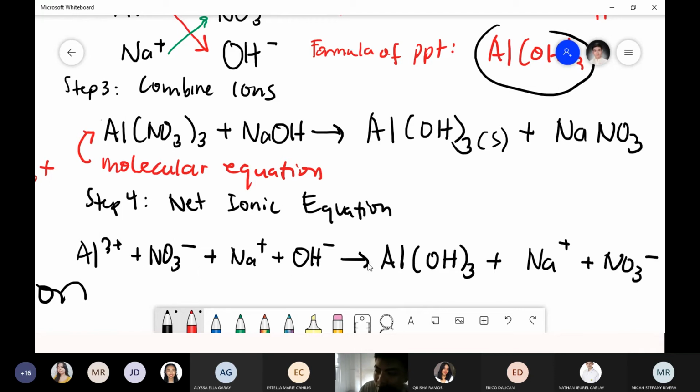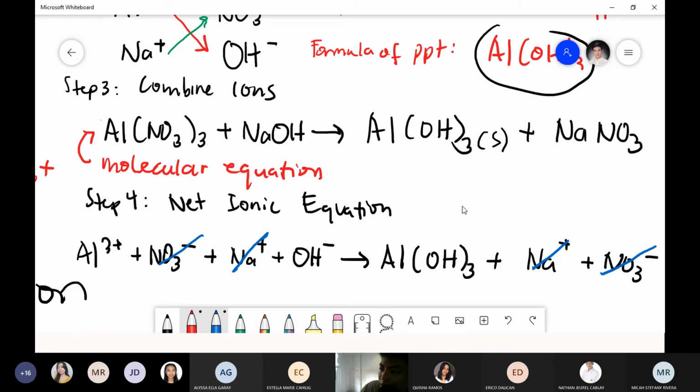Okay? So once you are able to split them, you cancel the spectator ions. So what are our spectator ions? Kung ano yung nag-exist sa left and yung nag-exist sa right. And basically, they did not participate in the reaction. So what are those ions? Sodium and nitrate. Okay? So yun.